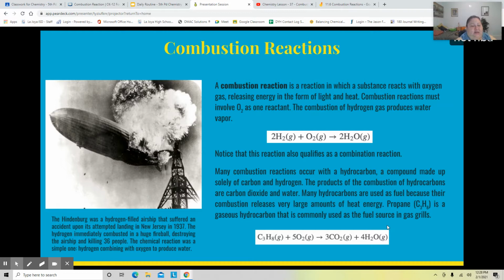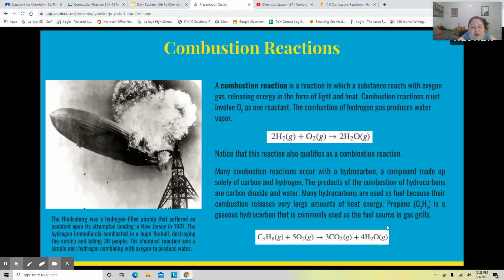Okay, so this ship, this aircraft, was traveling around and it got to Jersey and it was trying to land. And when it was trying to land, it combusted. The hydrogen inside the vessel, the balloon or whatever you want to call it, combusted. It exploded.